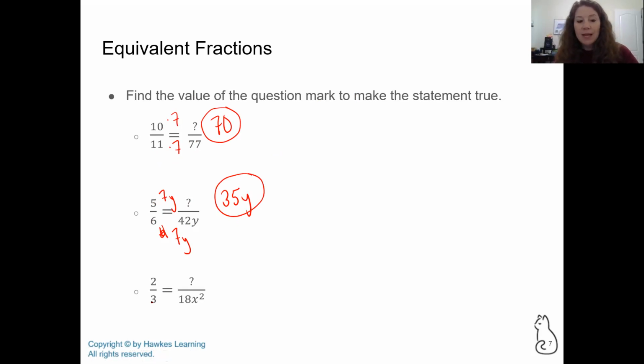What would I multiply 3 by to get to 18? It would be 6. And to get 3 to 18x squared, I'd have to multiply it by 6x squared. So I'm going to multiply the top by 6x squared. So 2 times 6 is 12x squared. So that's my question mark.